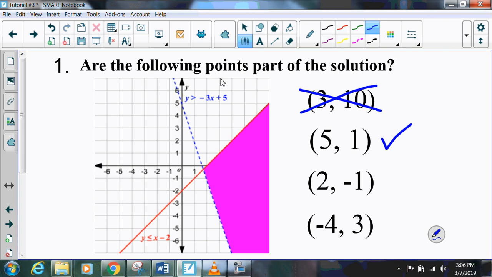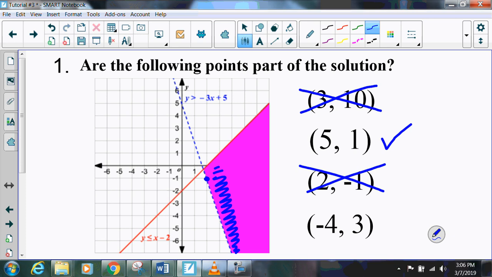Let's look at (2, -1). If we're going to graph (2, -1), we'll go over 2, down 1. Oh, that point landed on the dotted line. Now, dotted lines act like a kind of barrier, like they're keeping the solution in. The shading stops at the dotted line, but that dotted line isn't part of the solution. It's just holding the shading in. So (2, -1) is not part of the solution because it's on the dotted or dashed line.